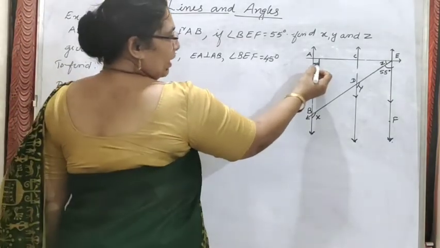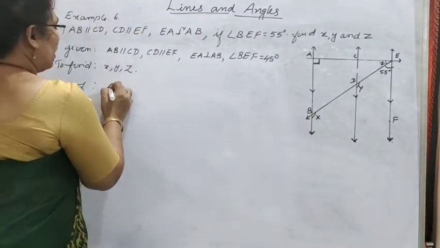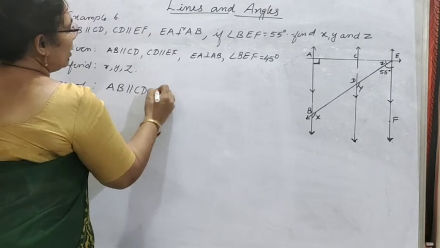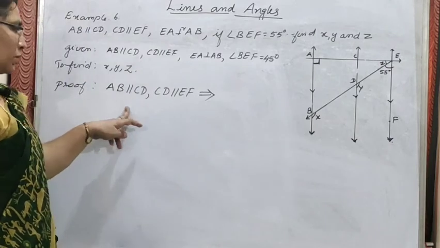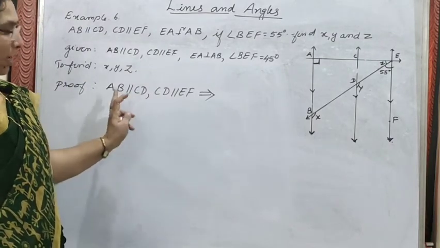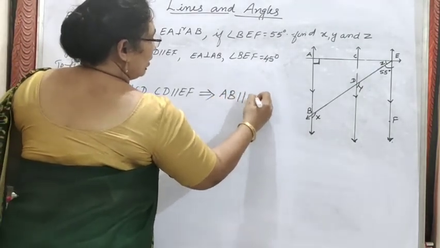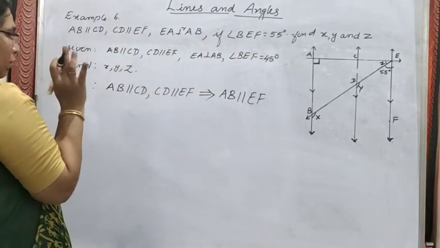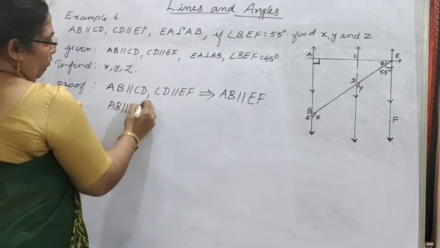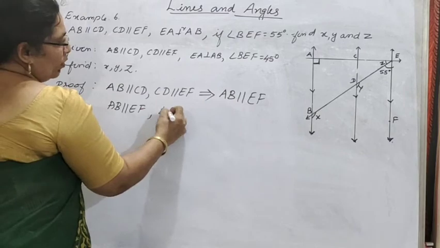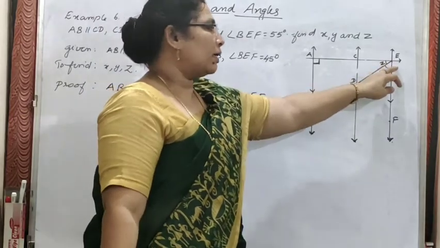This is 90 degrees. Angle A is 90 degrees, and this line is parallel to which line? CD only. AB parallel to CD, CD parallel to EF. What can we write from this? AB parallel to CD and CD parallel to EF means AB is also parallel to EF. That means all the three lines are parallel. Now my question is, when AB is parallel to EF, what can you say about angle A and angle E?